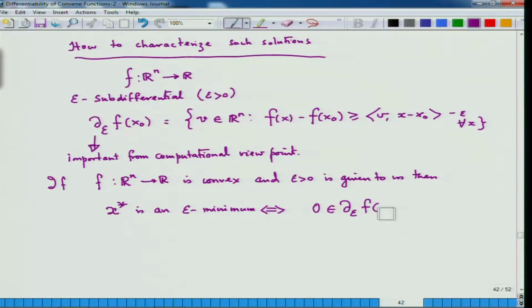Now, one important thing to note about this function, del epsilon f x naught: in general, del epsilon f x naught is not equal to phi for all x naught in R n. So, this is a very important aspect of this subdifferential, that it is never empty, right.